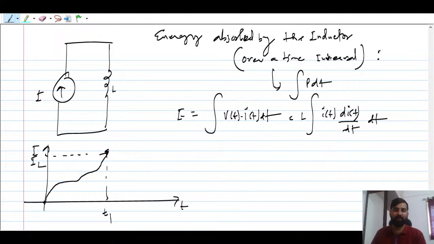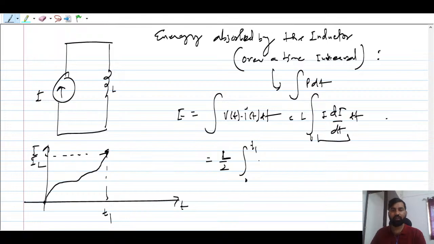So we got this, i times di by dt. You can also write it like this, no problem. If you want to find the relation, i di by dt, you can write this as L by 2, integral from 0 to t1 of d(i squared) by dt dt. Simple manipulation you have to do.